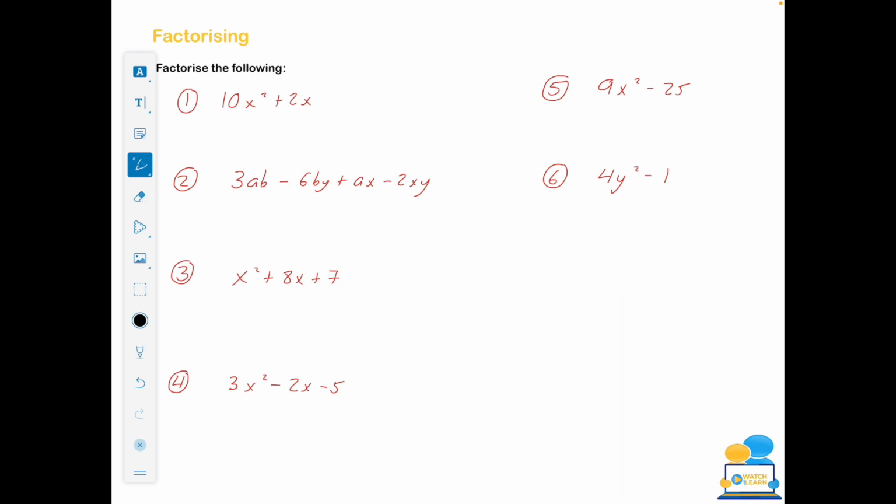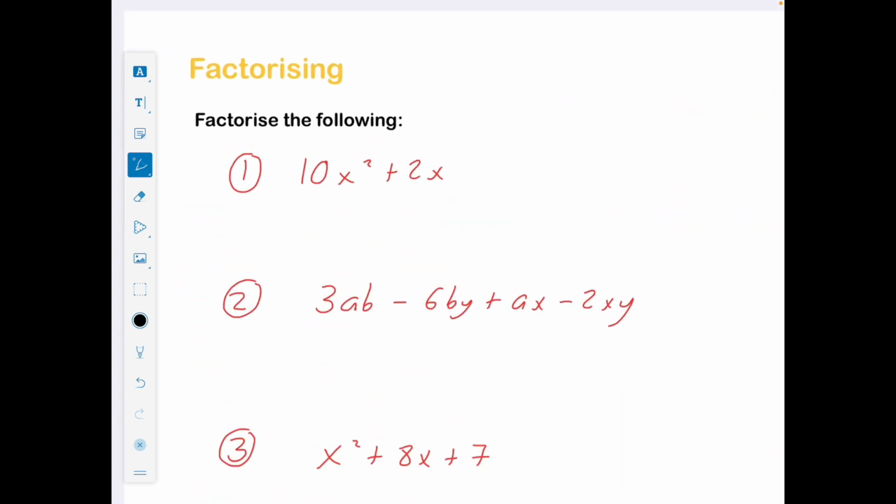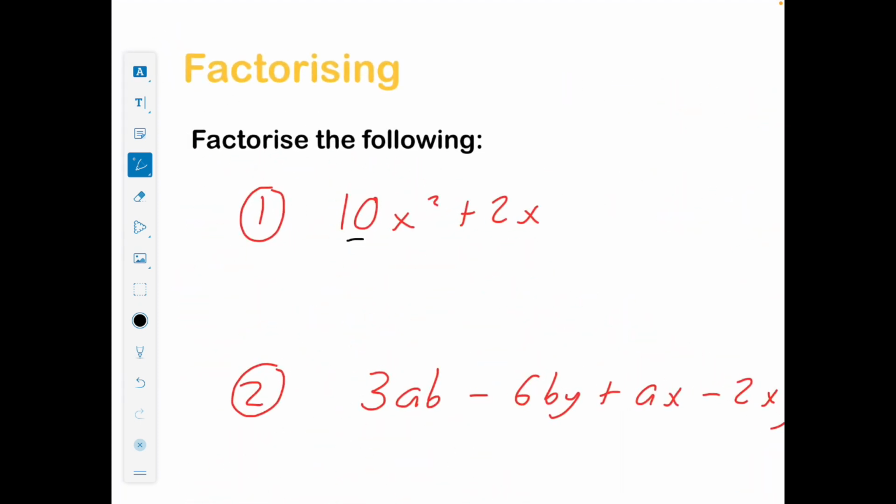So, factorise the following. That's all the question will say. It'll just say factorise. So, first question is 10x squared plus 2x. So I look at that and I say, okay, there's two terms. So it's either highest common factor or difference of two squares. It doesn't have a minus in the middle. So then immediately it's highest common factor.